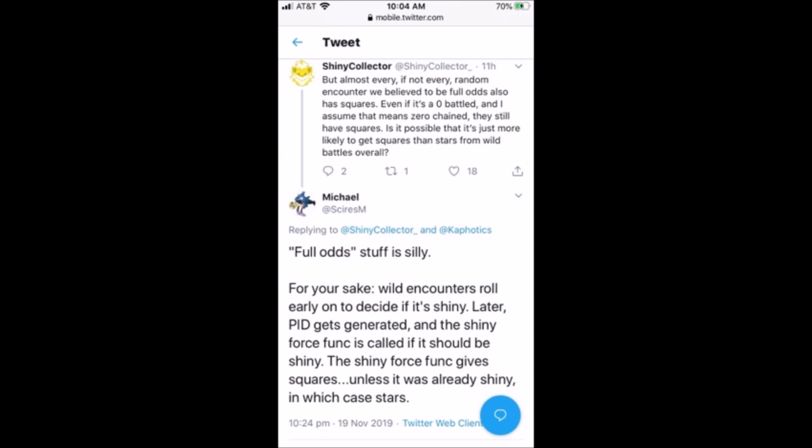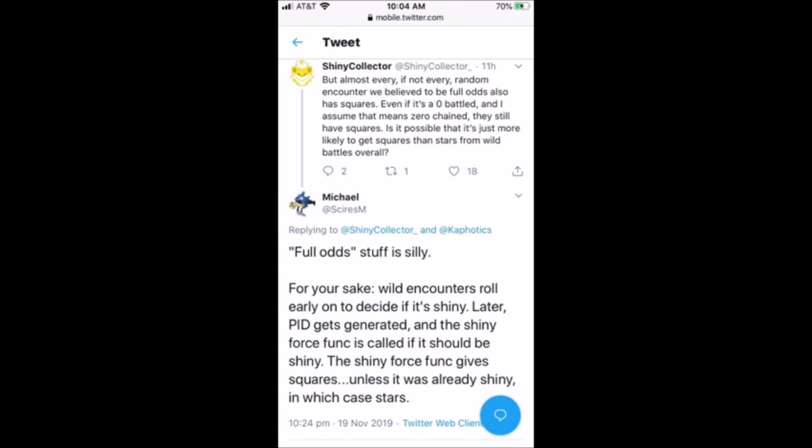And another data miner posted a reply underneath Shiny Collector, which says, full odds stuff is silly. For your sake, wild encounters roll early on to decide if it's shiny. Later, the PID gets generated and the shiny force function is called if it should be shiny. The force function gives squares unless it's already shiny, in which case, stars.